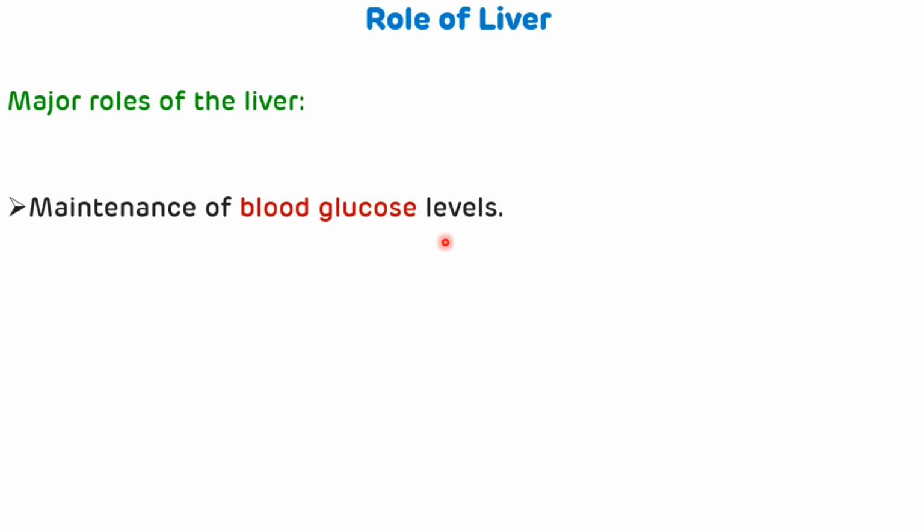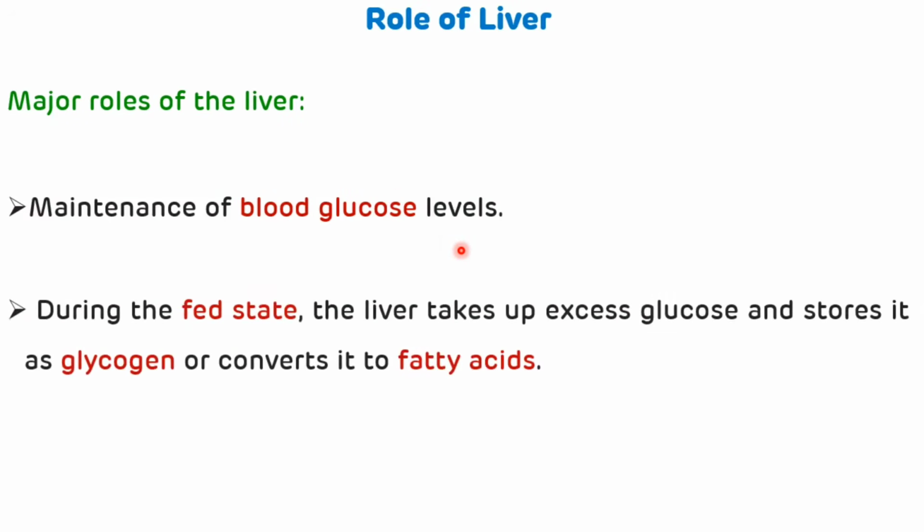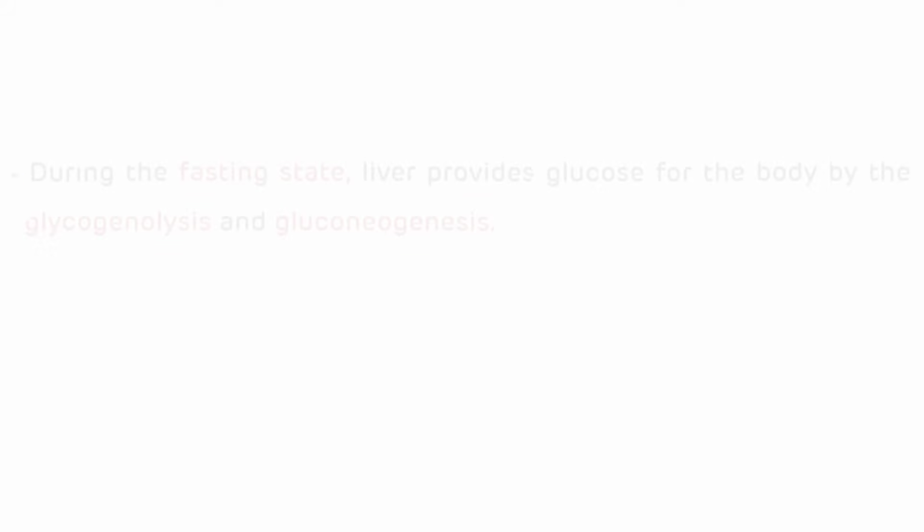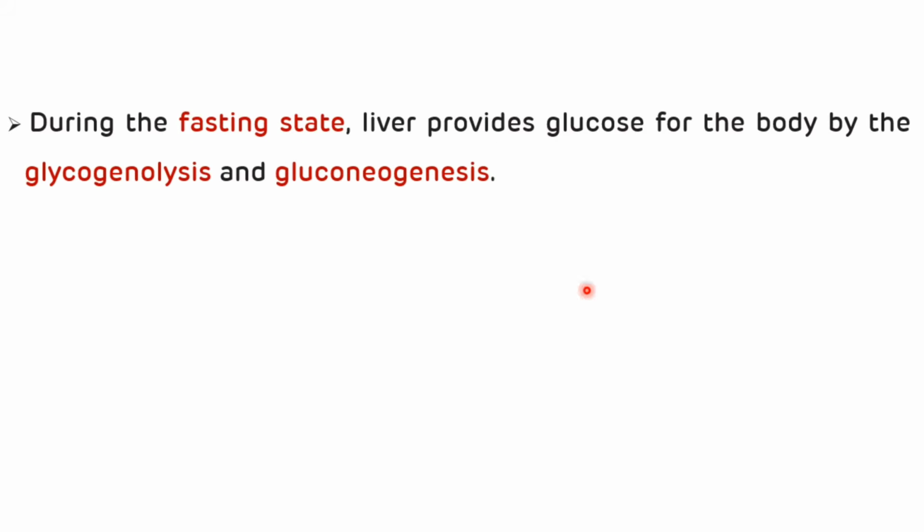First, we will see role of liver. Major roles of the liver are maintenance of the blood glucose levels. During the fed state, liver takes up the excess glucose and stores it as glycogen or converts it to fatty acid. And during the fasting state, liver produces glucose for the body by glycogenolysis, that is breakdown of glycogen, and gluconeogenesis, that is synthesis of glucose from various non-carbohydrate sources.